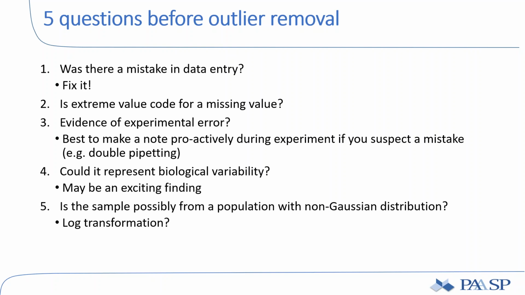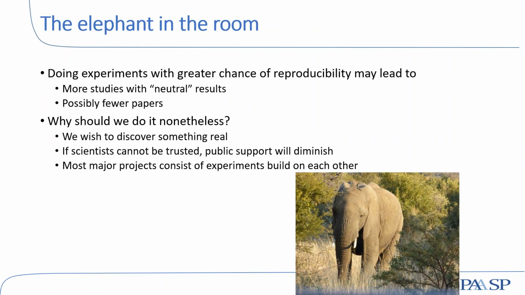Finally, is the sample possibly from a population with a non-Gaussian distribution, and that could potentially be fixed by applying log transformation. So coming to an end, I would like to talk about the elephant in the room. Based on the slide with data from Emily Sena, I showed you that applying randomization and blinding quintupled the chance of obtaining a neutral finding. And even if you only very recently started your PhD work, you probably already heard that a neutral finding is much more difficult to get accepted in a good journal than a so-called positive finding, even if the positive finding is untrue.